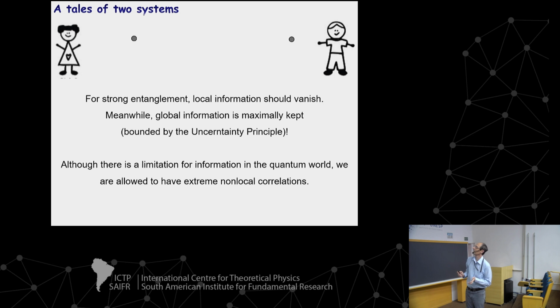Okay, that's the idea that strong entanglement comes at a cost for local information, but global information is maximally kept. So we have a limitation for information in the quantum mode. You cannot produce a particle simultaneously in eigenstate of position and momentum. You can have, on the other hand, extreme non-local correlations, perfect non-local correlations, as would be in a classical world.